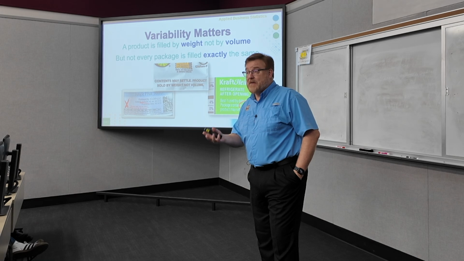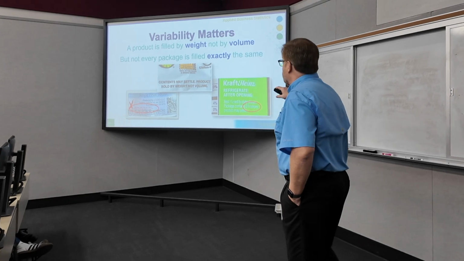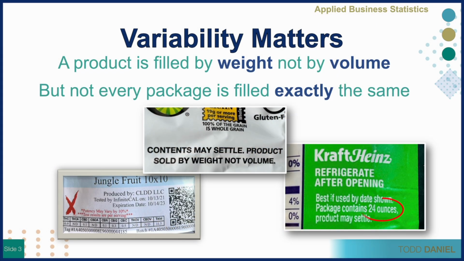So why does variability matter? You've probably seen packaging where it says something like, contents may settle, sold by weight and not by volume. And then when you look at the specifics about the weight, this package contains 24 ounces. So you can be confident that even if it looks like it's three-quarters filled, really this container contains exactly what it says on the label.